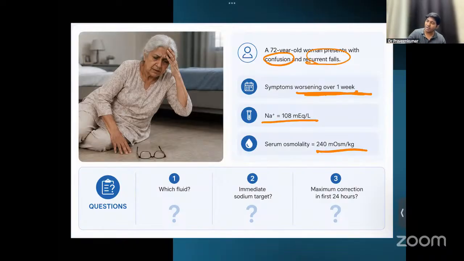Yes, this patient has moderate symptoms. Recurrent falls and confusion come under moderate symptoms. So for moderate symptoms, you have to give 3% saline.